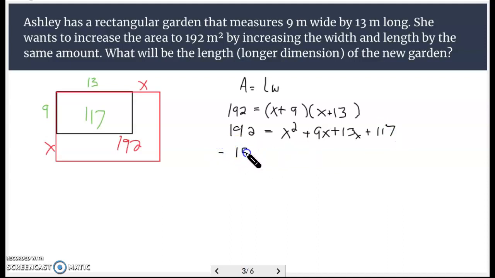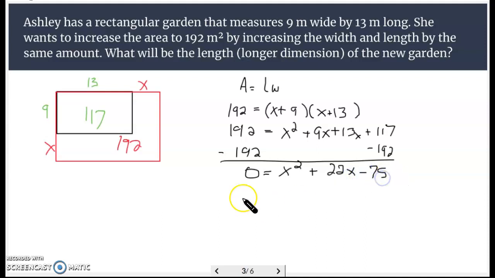We will do a couple steps in one here just to save time. We're going to take away that 192 from both sides. We're also going to add together the 9x and the 13x to make 22x. So we have x squared plus 22x. And then 117 minus 192 is a negative 75. Turns out this does factor. Factors of negative 75 that add up to 22, that would be a positive 25 and a minus 3.